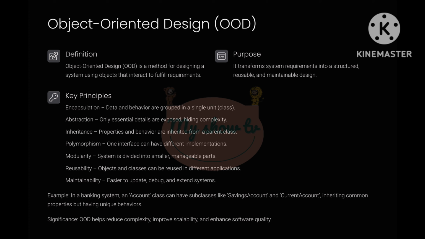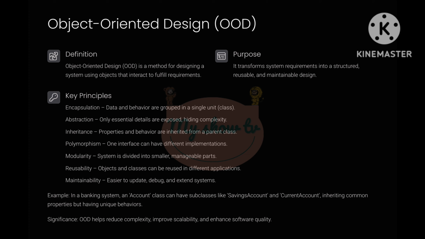2. Abstraction. This helps in simplifying complex systems by exposing only relevant details and hiding unnecessary implementation details. 3. Inheritance. Inheritance allows a new class to acquire properties and behaviors of an existing class, promoting reusability and reducing redundancy. 4. Polymorphism. This allows one interface to be used for multiple functionalities. It helps in writing more flexible and maintainable code.